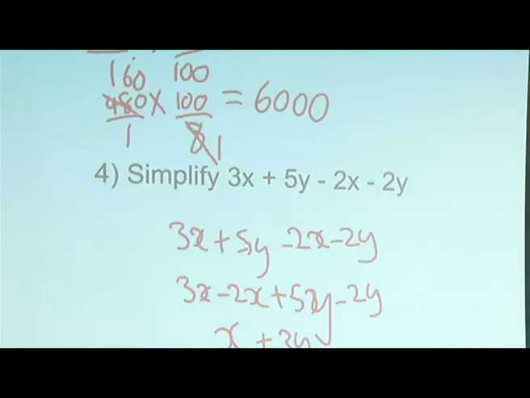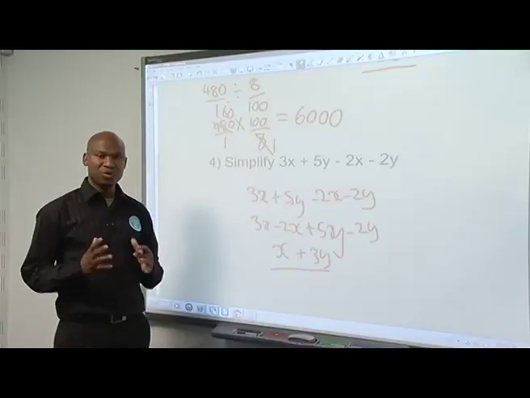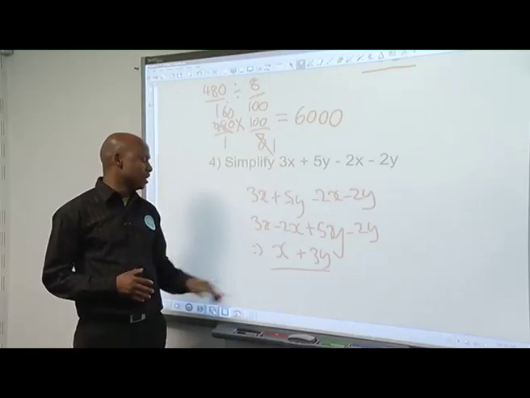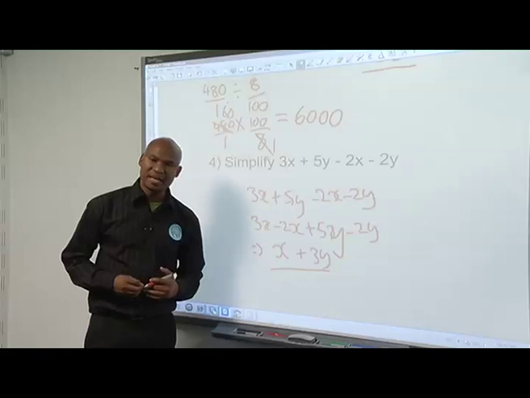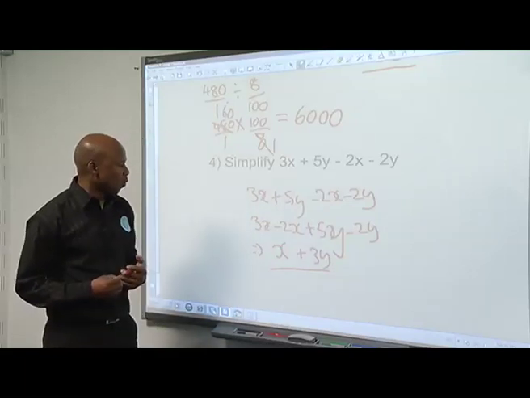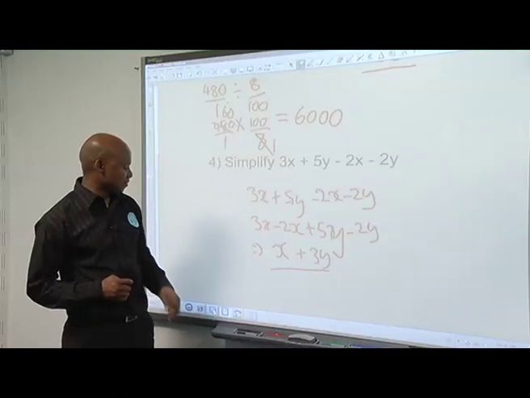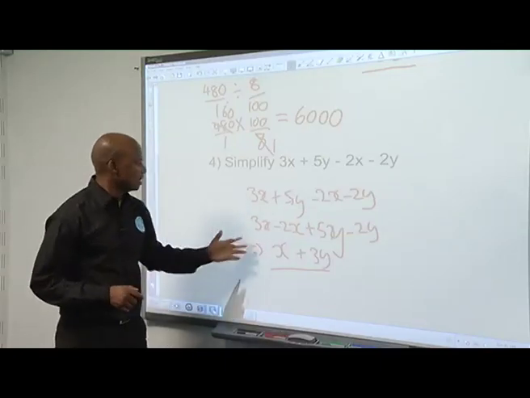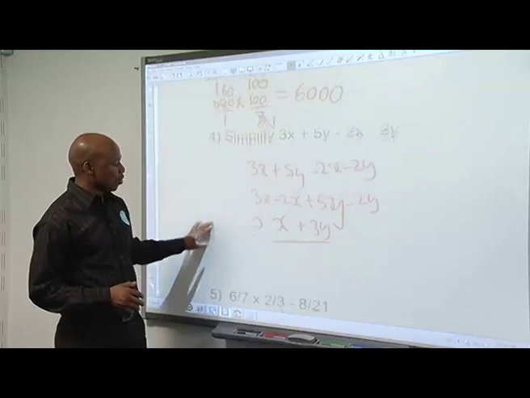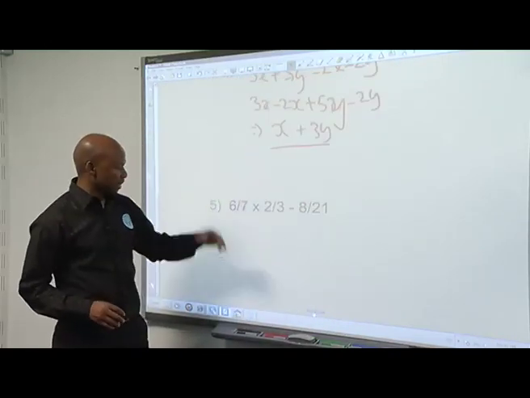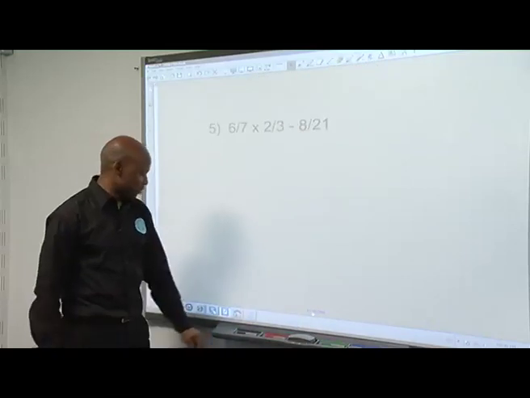Can we simplify this further? No, we cannot simplify this further, which means our answer is x plus 3y. Such questions are going to be common, and we are going to see quite a lot of them. You need to know how to simplify.